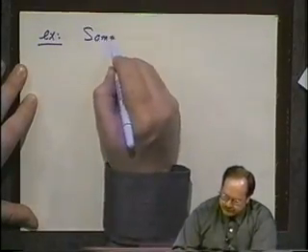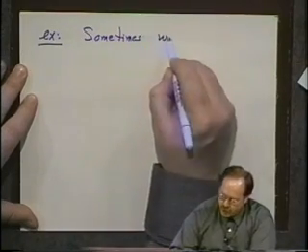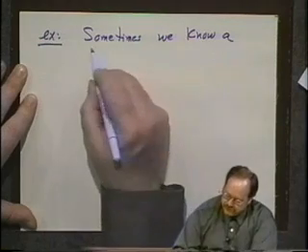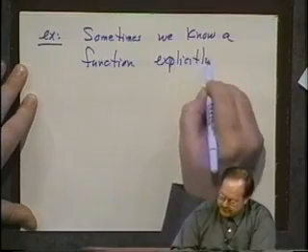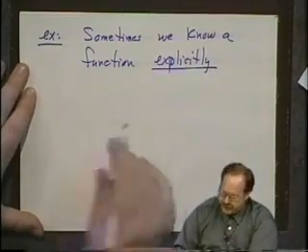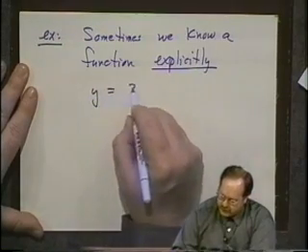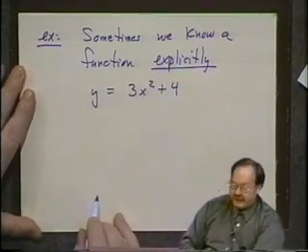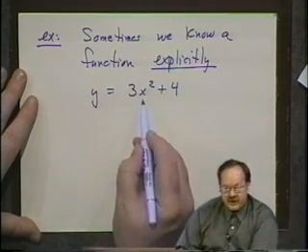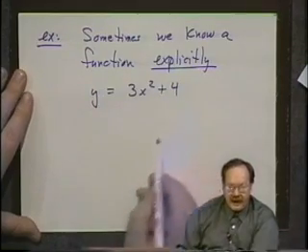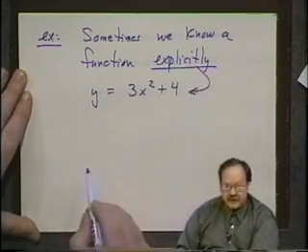Okay. For example, that leads me to another piece of terminology. I can use what I have. Sometimes we know a function explicitly. Explicitly. That means we actually know how to compute it. For example, y equals 3x squared plus 4. If I say, how do I compute this for x equal 5? Well, I know that I square 5, multiply it by 3, and add 4. I have an explicit description of the function.